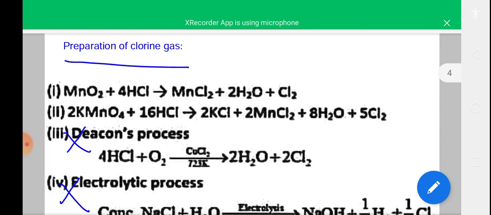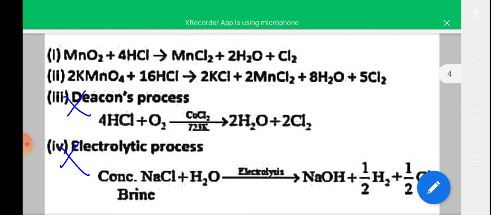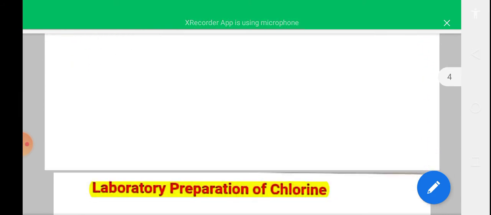You can prepare chlorine gas from MnO2 and HCl. When MnO2 reacts with hydrochloric acid, you will get MnCl2, H2O and chlorine gas. One more reaction is between KMnO4 and HCl: 2KMnO4 + 16HCl gives 2KCl + 2MnCl2 + 8H2O + 5Cl2. So using this reaction you can also prepare chlorine. Deacon's process and the electrolytic process of preparation of chlorine are not given in the syllabus.